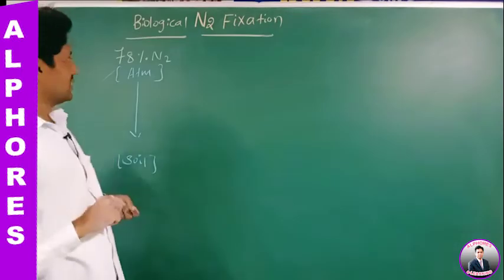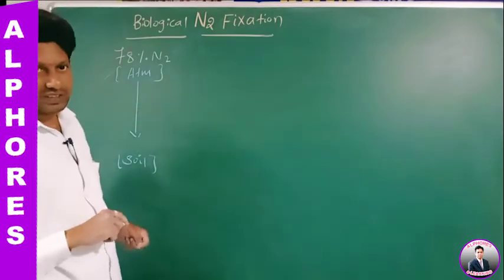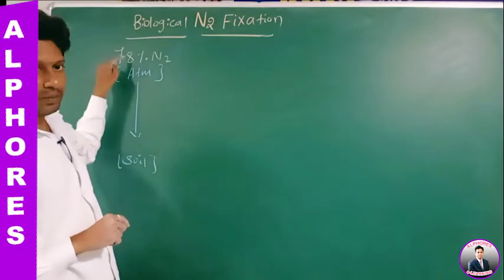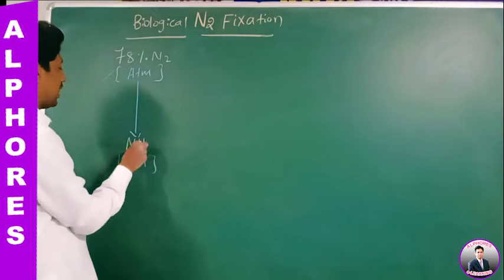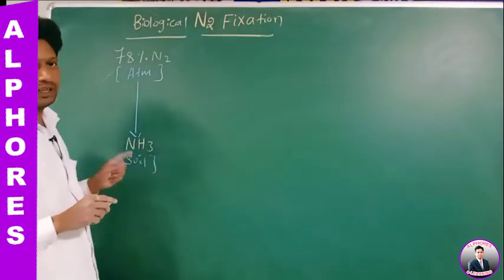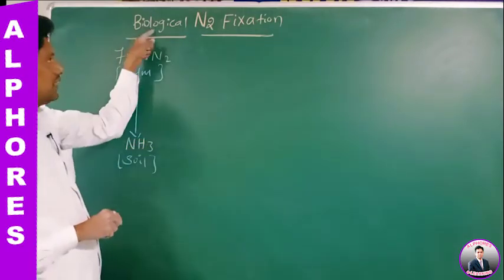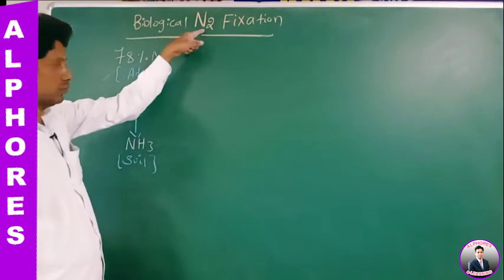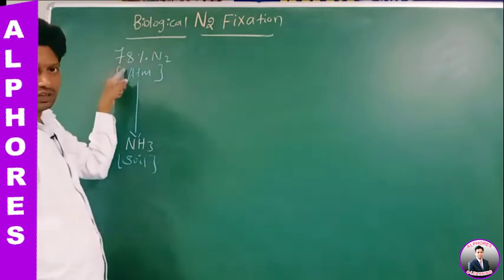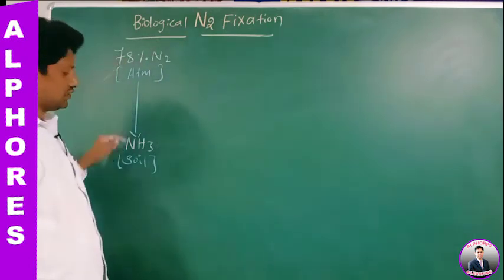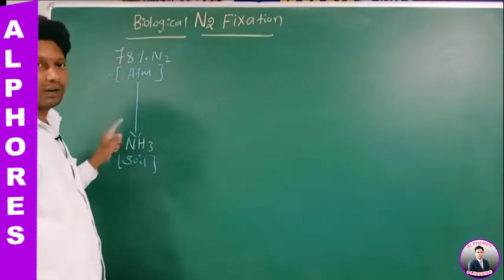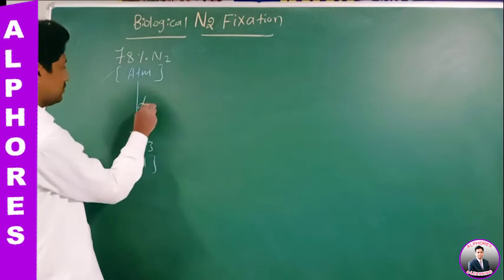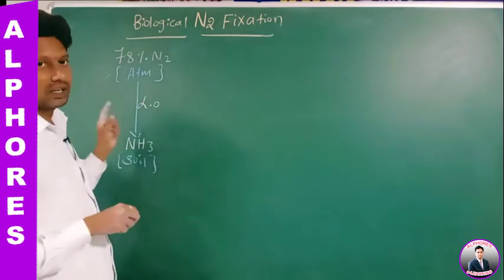Go for the second one, biological nitrogen fixation. Fixing nitrogen from the atmosphere into the soil in the form of ammonia by the involvement of living organisms is called biological nitrogen fixation. What is fixed? Nitrogen. From where to where? Atmosphere to soil. In the form of what? Ammonia, by the involvement of living organisms. It means here living organisms are involved.